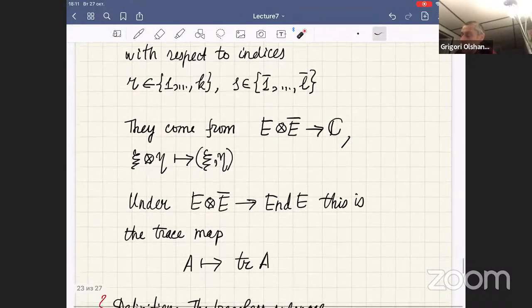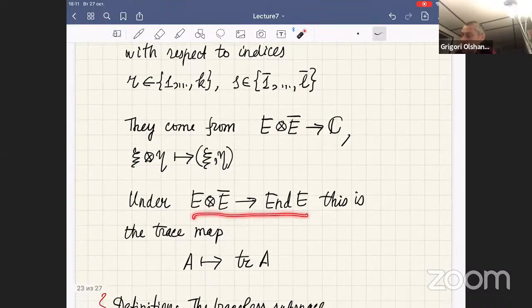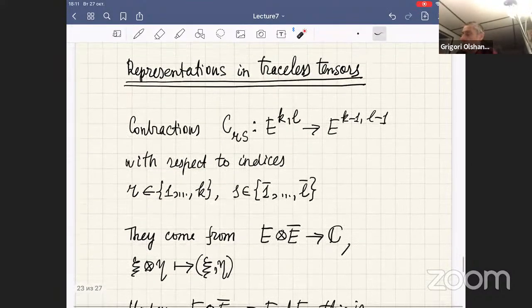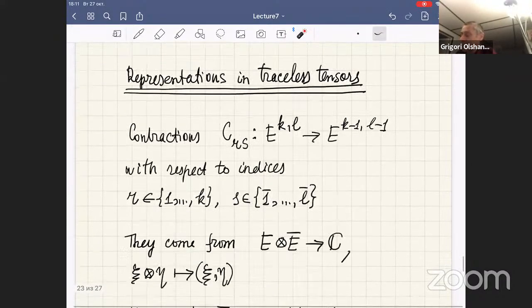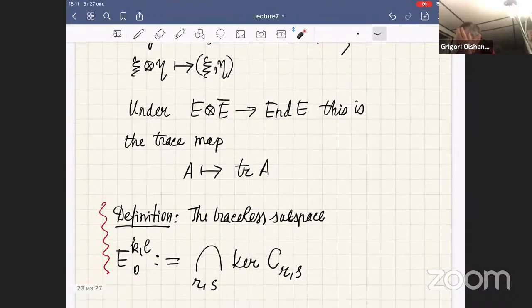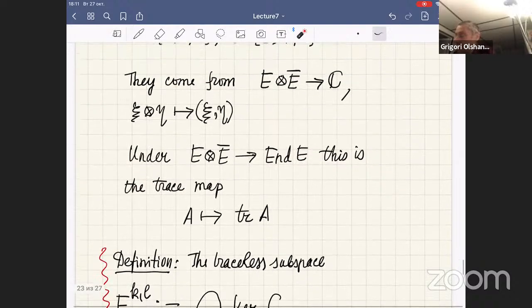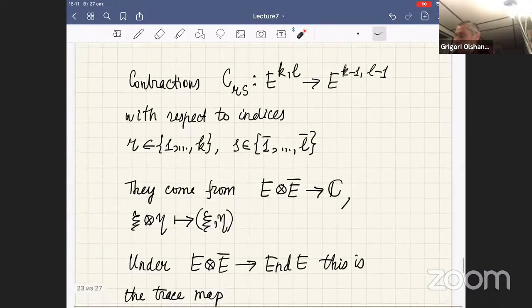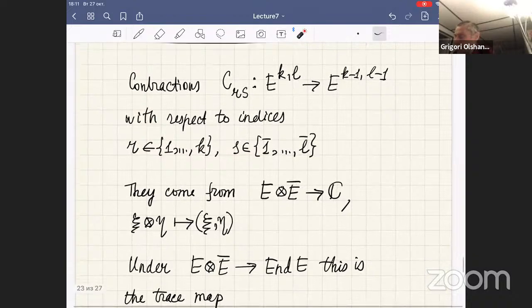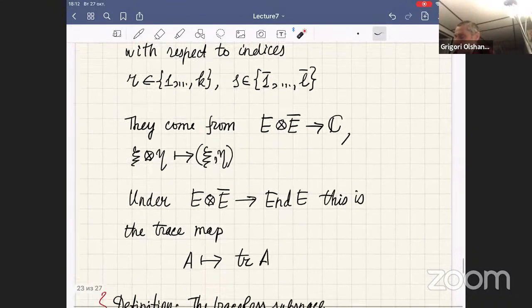And I recall that under the isomorphism, this map just reduces to taking the trace of the operator. I'm sorry. Okay, I don't want to, but I have to make a little correction. I will correct it before posting these notes. Sorry.